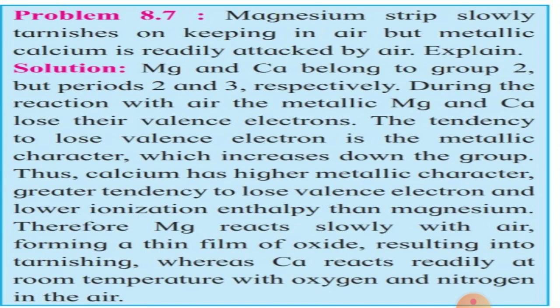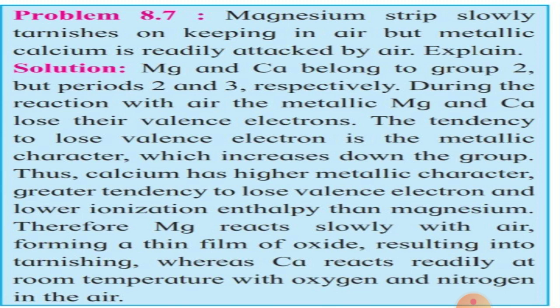Let's move towards the next question. A magnesium strip slowly tarnishes. You take a magnesium strip; it tarnishes on keeping in air, but metallic calcium is readily attacked by air. Explain. We take a magnesium strip and keep it in air, it tarnishes, but metallic calcium is readily attacked by air. We are supposed to explain it.